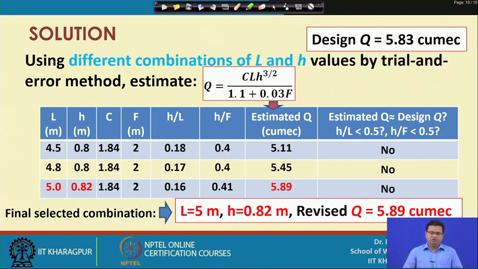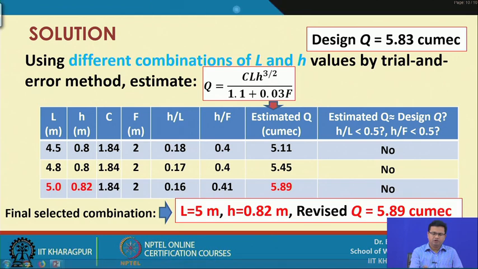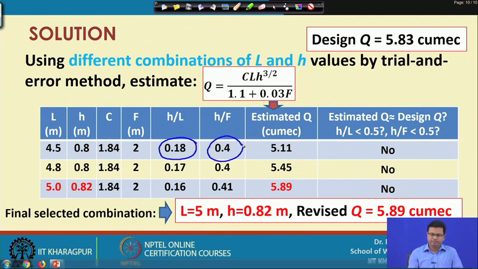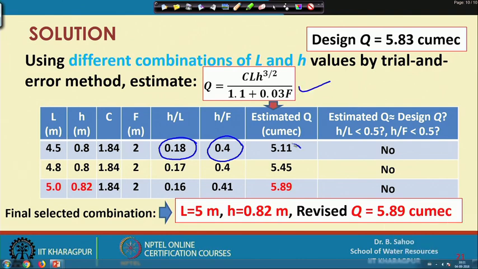So, first I have taken the value of L as 4.5 and the assumed value of small h equal to 0.8. I am getting small h by L as 0.18, which is less than 0.5. Small h by F is 0.4, and my estimated Q by using this equation is 5.11 cubic, but my design discharge is 5.83 cubic. So, I have to increase the design discharge, that means, I have to select higher L value.